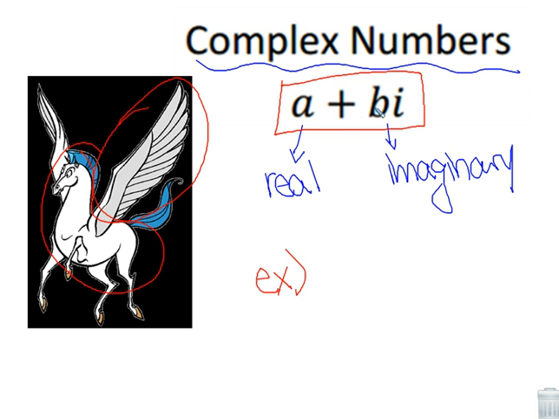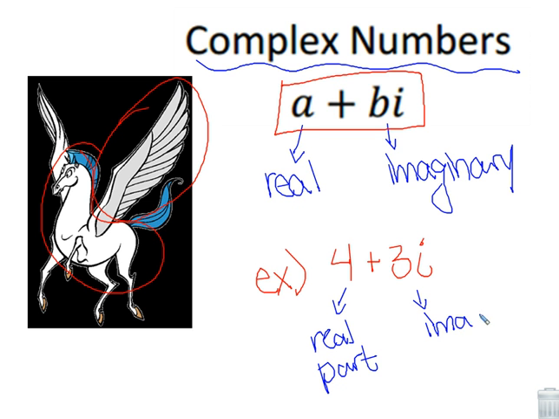Now, I know some of us don't like using letters, so maybe I'll use numbers as an example. We could classify 4 plus 3i as a complex number. The number 4 is considered the real part. It's a number just like we're always used to using. But the 3 is considered the imaginary part because it is the number attached or next to the i. So this is the imaginary part.